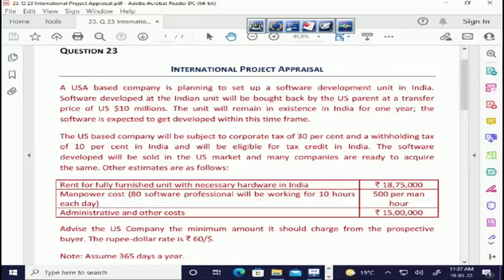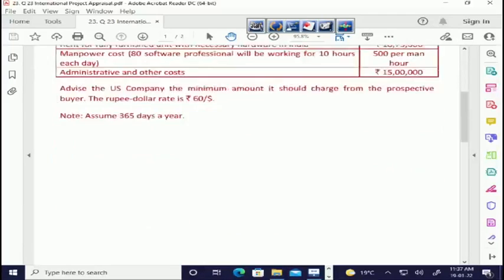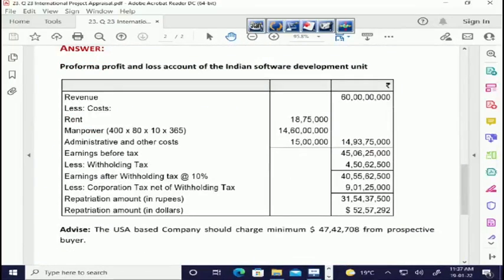Add that 18,75,000, add the 15 lakh, that's the total cost. So from the 600 million, we deduct the total cost. We get the profit in India. From the profit in India, we deduct 30% tax. We get the amount that can be repatriated. Then we deduct 10% withholding tax. We get the repatriated amount. They must have done all this. Yes, the revenue, the 3 costs, profit, less tax, less withholding tax. So you get this amount.